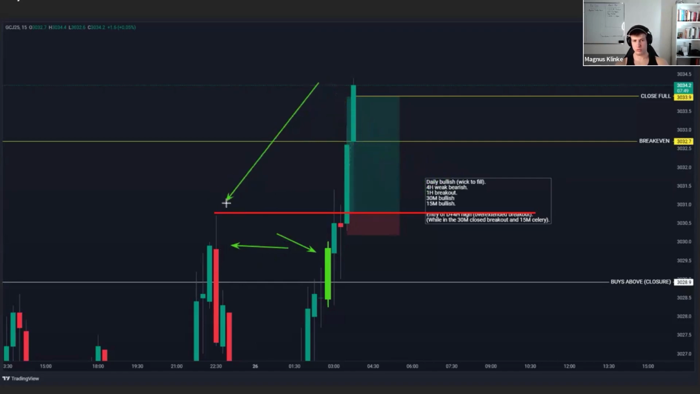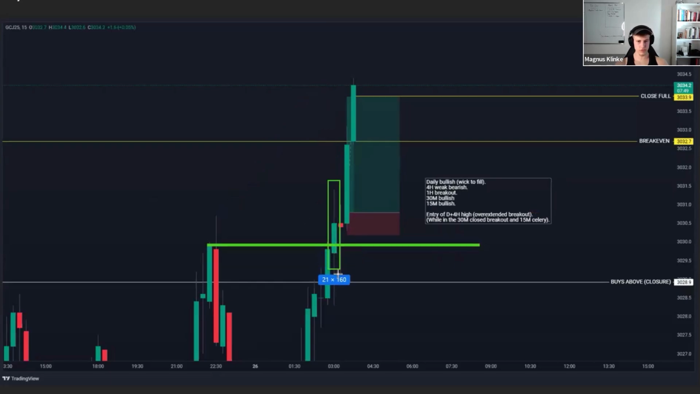1 hour breakout too. So we had a 1 hour breakout. I mostly went off the 1 hour, but this is the 15 time frame because I entered off of the 15 with a bullish candle here, higher time frame high right there, and basically was in this trade for like 30, 40 minutes. And then we got the closure above and everything looked good.